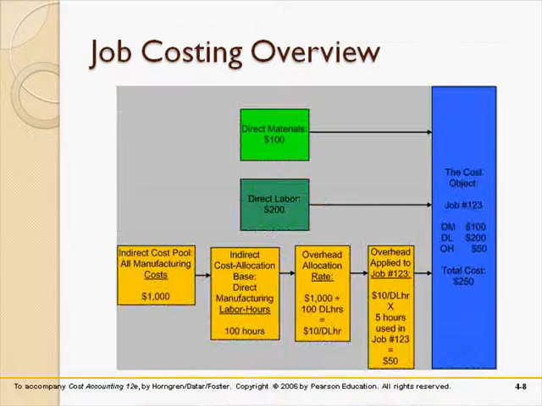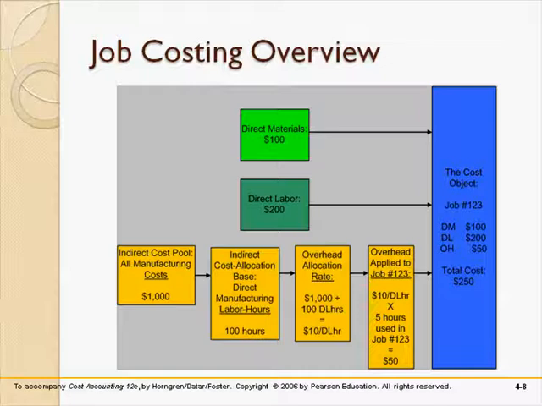Okay, a little bit of a job costing overview. Blue off to the right is the cost object. We're calling it job number 123. And we specifically identify $100 of direct materials for that job. We have some kind of systems in place so that we apply the materials or we order them and jot down the job costing number. The degree of sophistication used in job costing can vary by business and by industry.